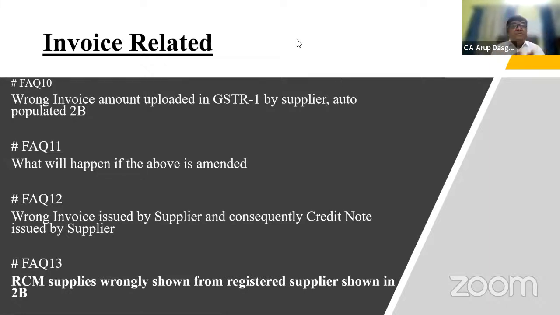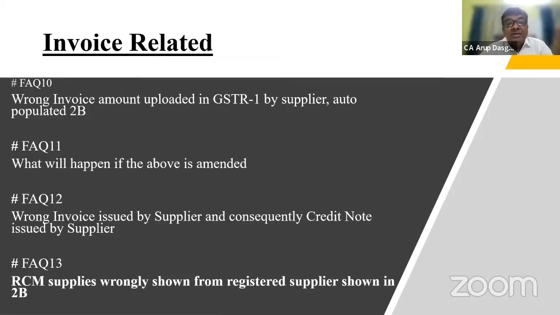So what is the first question? The first question that came is about wrong invoice amount uploaded in GSTR 1 by the supplier. This is a common situation happening across many people. In the invoice, the ITC amount is 10,000, and in the GSTR 1 the supplier has uploaded it as maybe 20,000. So what am I supposed to do? Because now I have to do the entire reconciliation with my 2B.